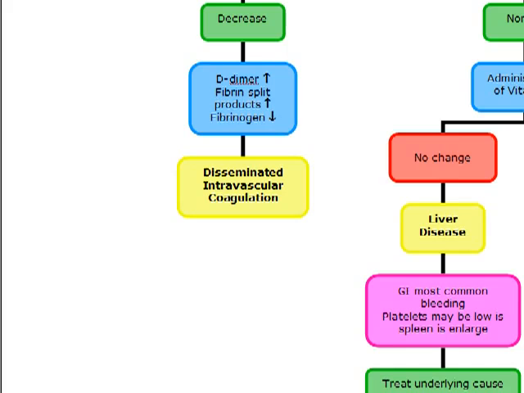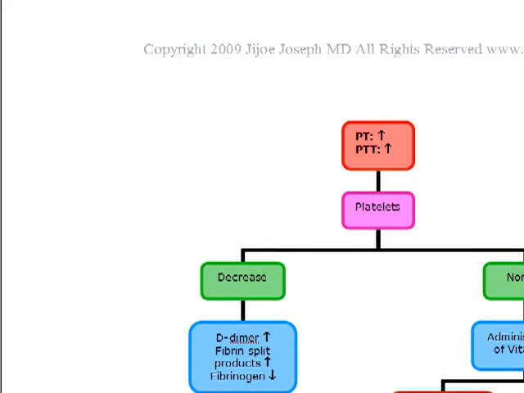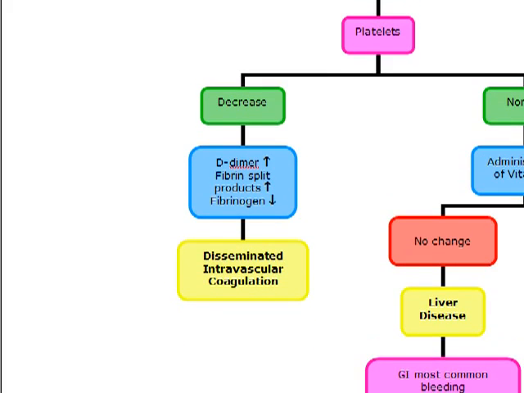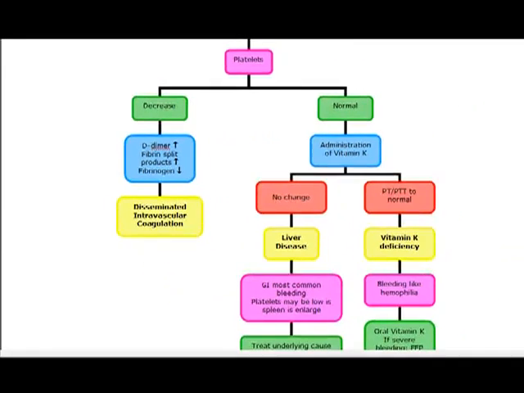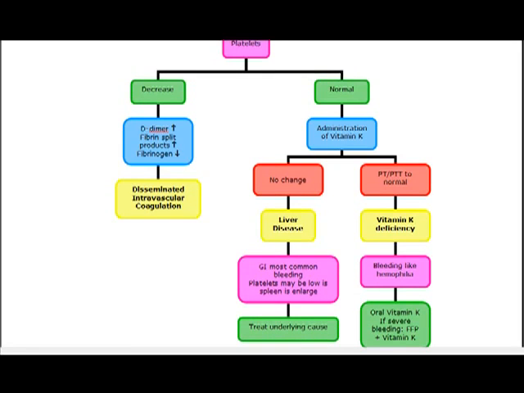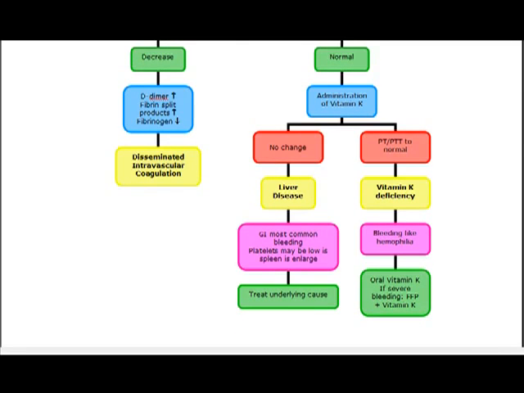And finally, if you have an increase in your PT and your PTT, but your platelets are normal and you administer vitamin K and your PT and PTT normalize, this is going to be vitamin K deficiency. The deficiency of vitamin K is going to lead to a decrease in the production of factors 2, 7, 9, and 10. And vitamin K deficiency can be secondary to a lot of things, such as malabsorption. Chronic pancreatitis can be a cause. Antibiotics can actually kill the bacteria in the colon that produce vitamin K. And dietary deficiency malnutrition can also cause vitamin K deficiency.